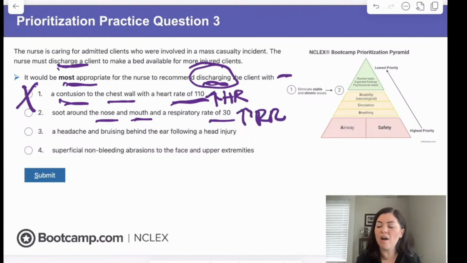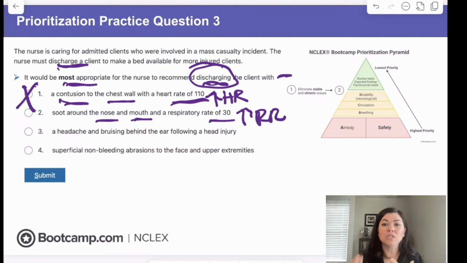The respiratory rate's a little high, and this is a big old NCLEX tip. If you ever have a client that has soot around the nose or the mouth, or maybe whenever they're coughing, their sputum is gray or soot tinged, that is a sign of what? Inhalation injury. Very, very bad.